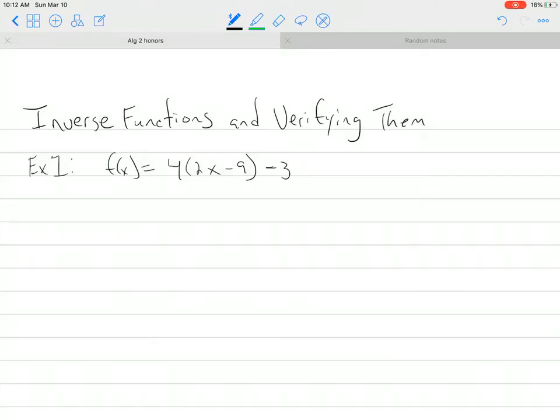All right, so we're doing inverse functions and verifying them. You must build them using Gemma, and you must then create the inverse by going backwards in the Gemma table. No flipping the X's and Y's. We're just going to do a couple of examples to clean this up.